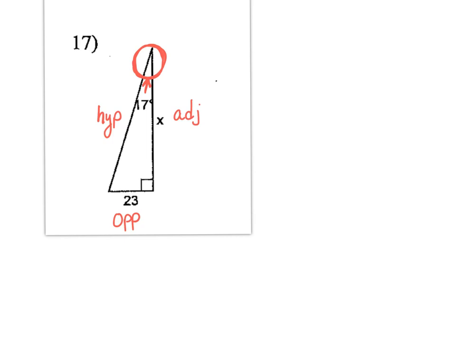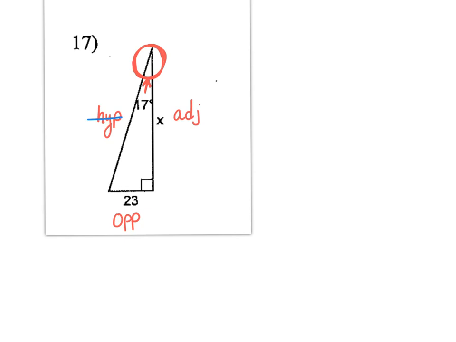Notice in this particular problem, the adjacent side is labeled as the variable x, the opposite side is labeled as 23 units, and there's no label on the hypotenuse. So we do not need the hypotenuse in this particular problem. We're just going to cross that off. We know we're going to use one of our trig functions to find a missing side of this right triangle.